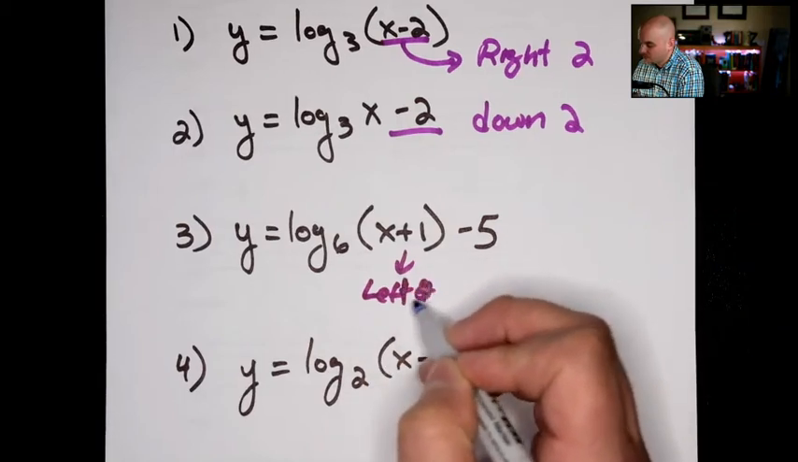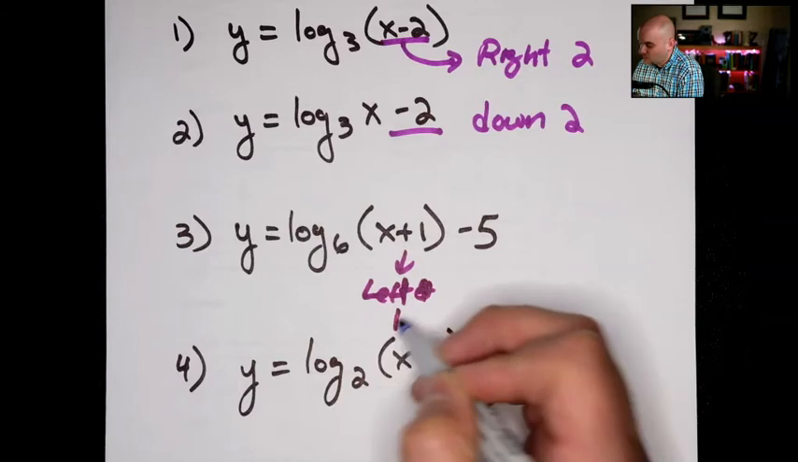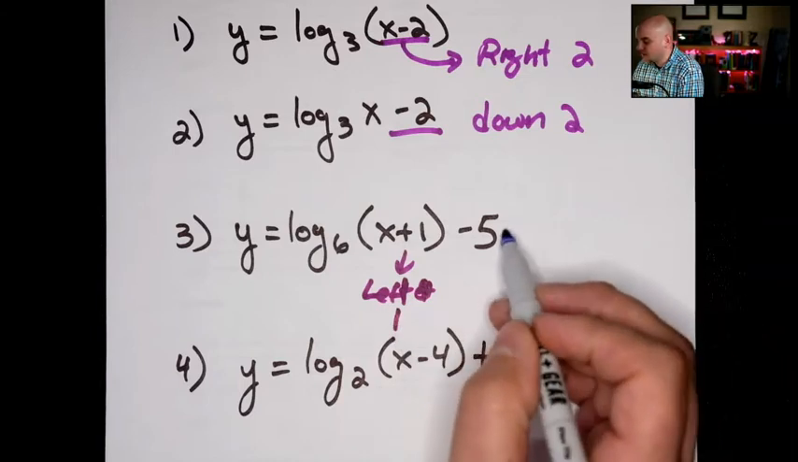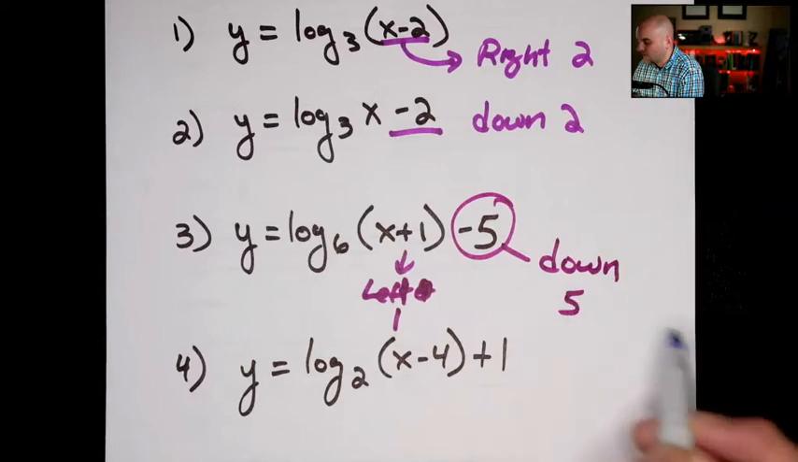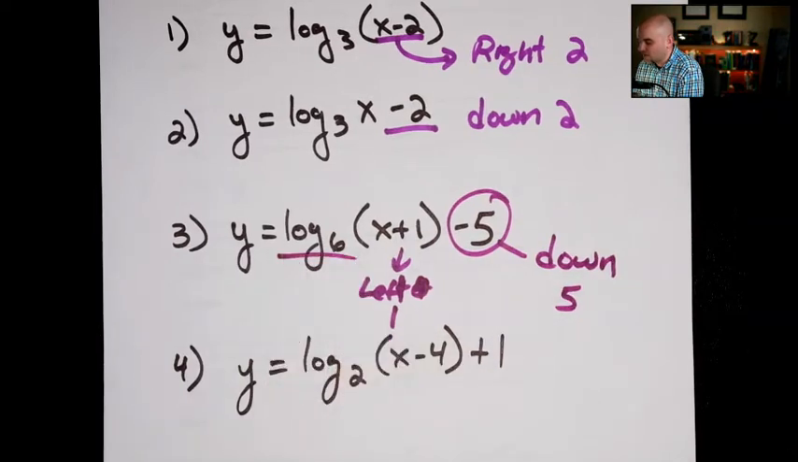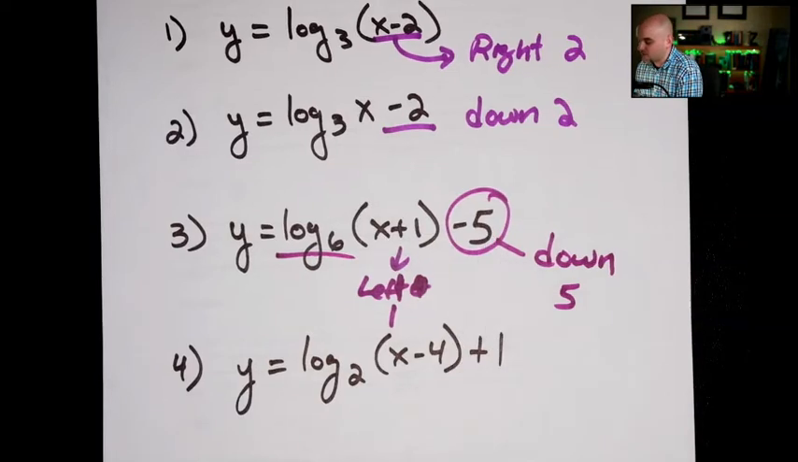Left positive 1, and we'll just say left 1. There we go, that makes more sense. And then the negative 5 here moves it downward 5. So if you can graph the parent function log base 6, then you know to shift all the points over to the left 1 and then shift them all down 5.